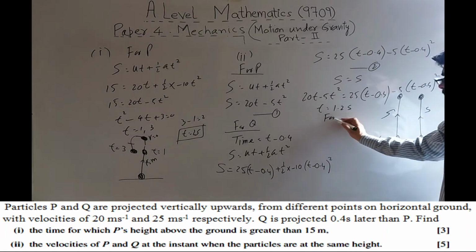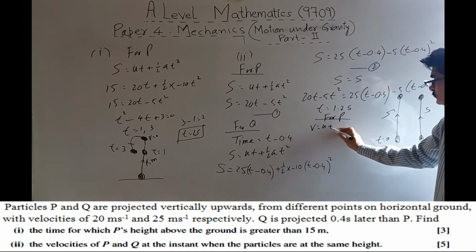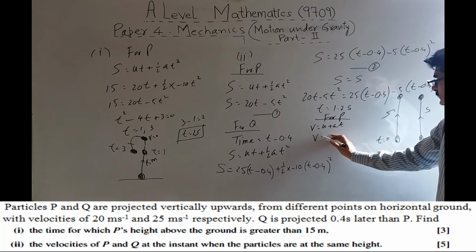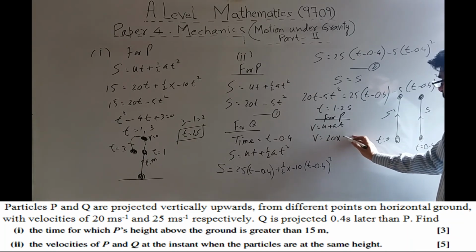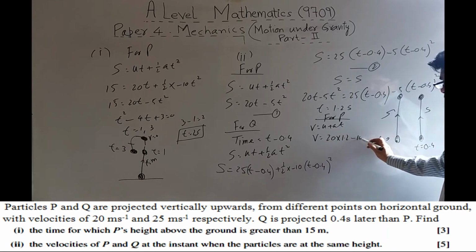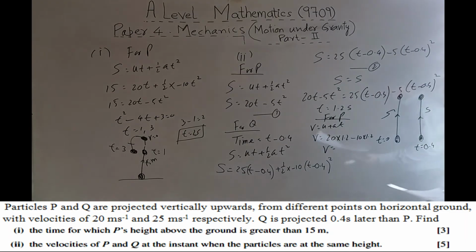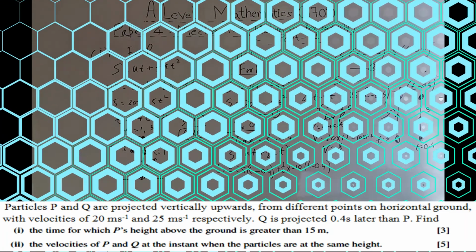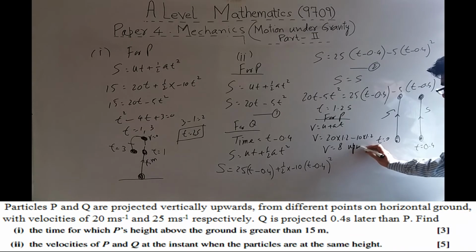Therefore we are asked to find velocities again. For P again v is equal to u plus at. So we need v, the initial velocity is 20, time is 1.2, a is minus 10 into 1.2. If you simplify this, you will get the answer 8. You are asked to find velocities, it means we have to tell the direction. So positive means it will be moving upward.